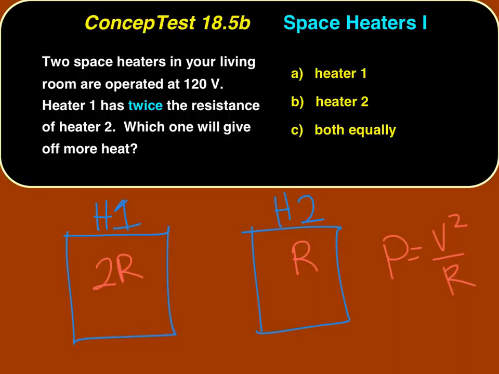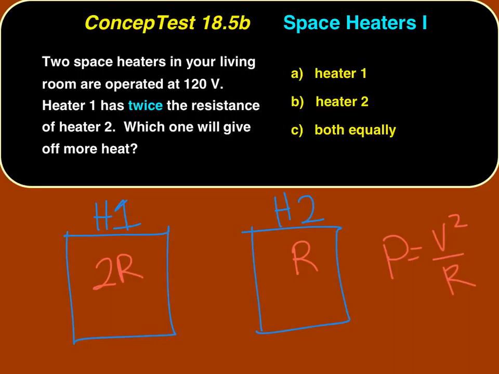And let's see, heaters. 2 space heaters in your living room are operated at 120 volts. You might be blowing a fuse, right? The circuit breaker if you're running 2 space heaters. Heater 1 has twice the resistance of heater 2. So if I were solving through this, I would probably write this to help keep my thoughts straight. Which one will give off more heat?